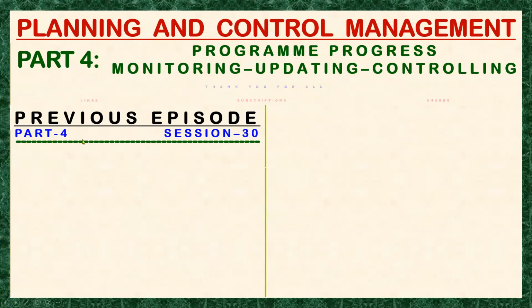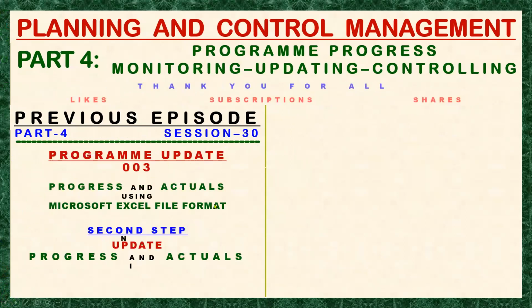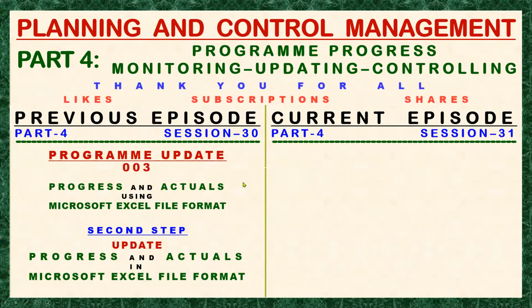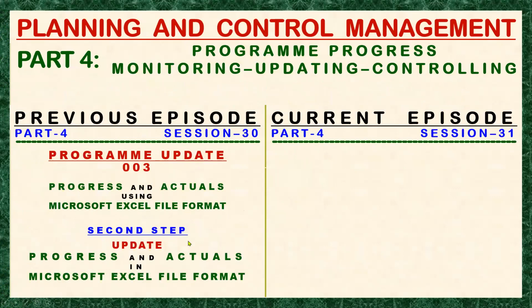Planning and Control Management, Part 4, Program Progress Monitoring, Updating, and Controlling. Our previous episode was Part 4, Session 30, and this was about Program Update 003, its progress and actuals using Microsoft Excel file format, in the second step, which is updating progress and actuals in the Microsoft Excel file format. So we can anticipate that the next episode of this one is to import.